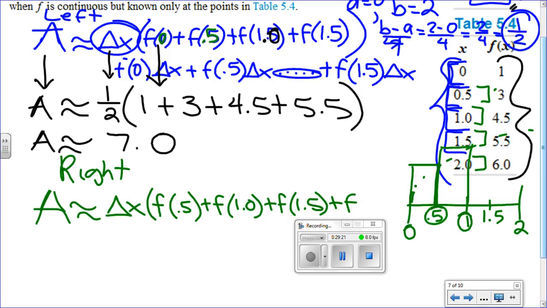Oh, that's it. No, I'm missing one, right? Yes, 2. Okay.